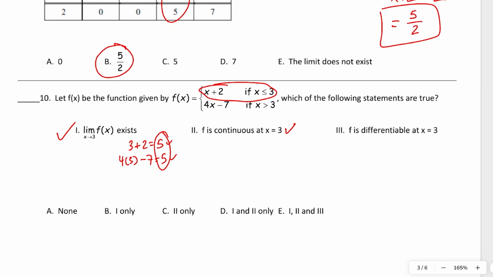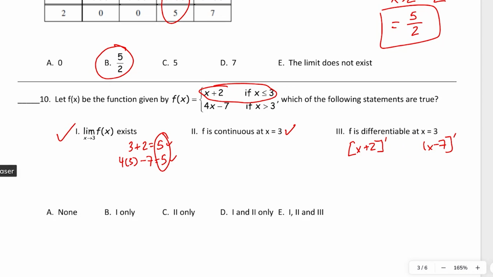So the derivative of the first one, this is what we're going to check. We're going to check, is this the same as the derivative of 4x minus 7 when x is 3? So let's first find the derivative of each side. The derivative of x plus 2 is 1. The derivative of 4x minus 7 is 4. Okay, these are not equal. So that means, nope, it's not differentiable, so our answer is D.